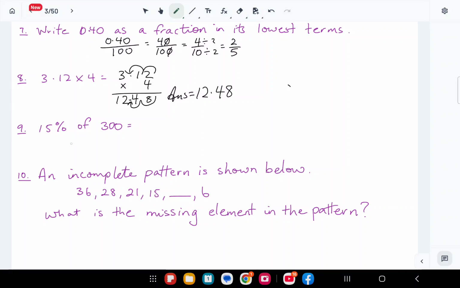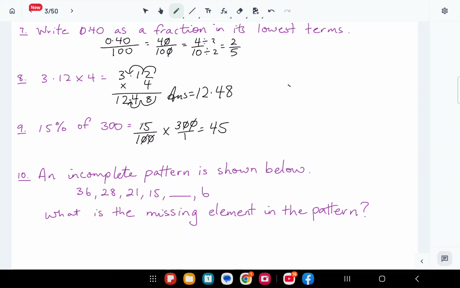Next, number 9, we have 15% off 300. Off means to multiply. We know percentage is out of 100, so you put 15 over 100, multiplied by 300 over 1. Cancel the zeros. This becomes 15 multiplied by 3, which is 45.